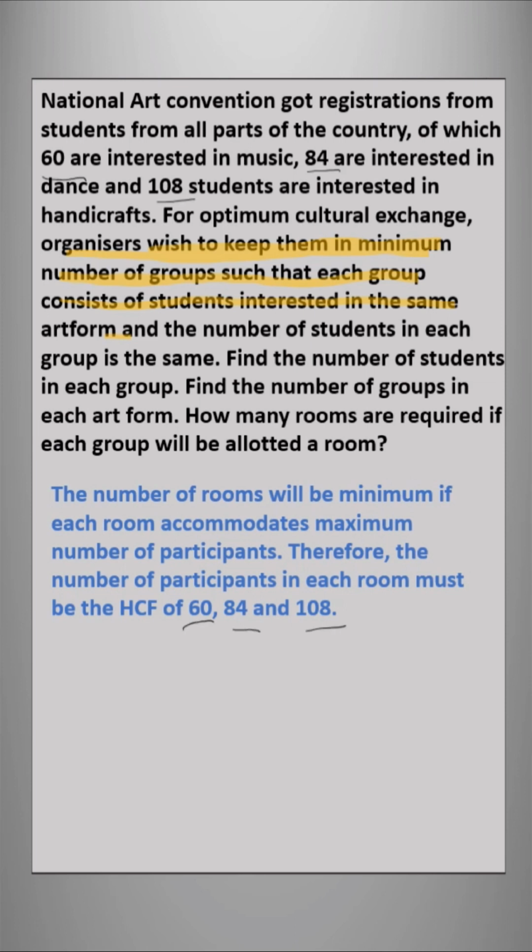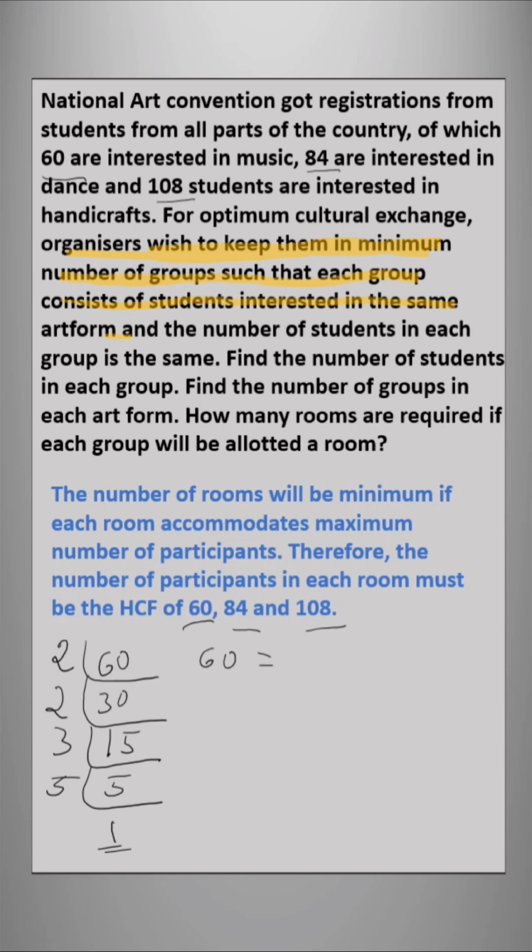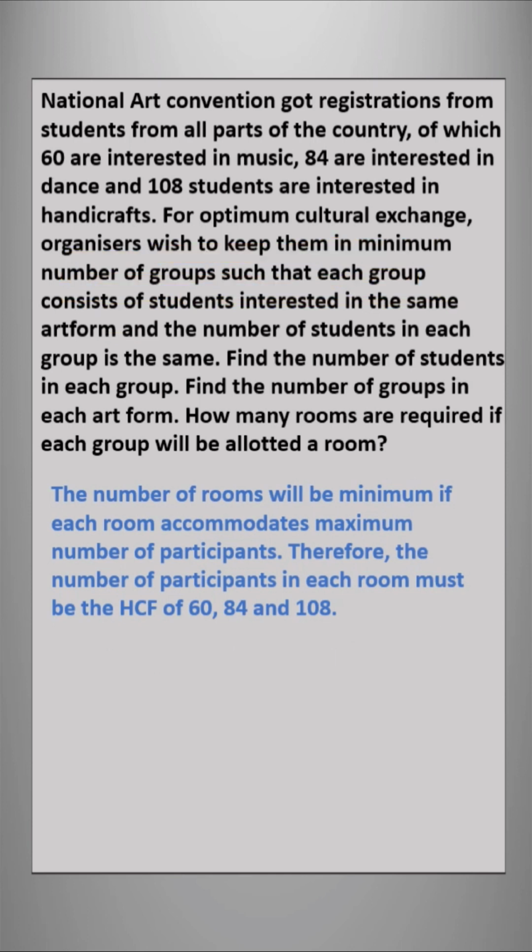60, 84, 108. Let us prime factorize the numbers. 2 30s are 60, 2 15s are 30, 3 5s are 15, 5 1s are 5. So 60 is equal to 2 square into 3 into 5. Now let us prime factorize 84.